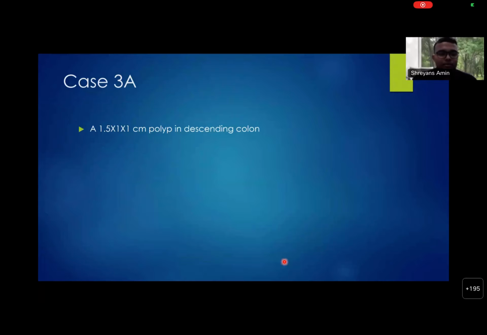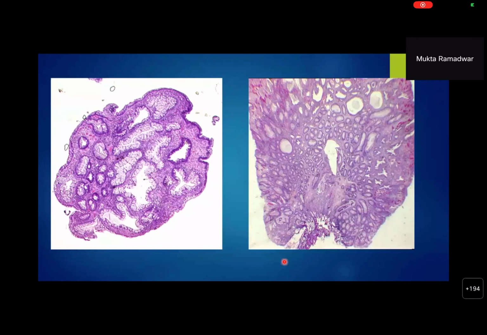So case 3A, this is a 1.5 centimeter polyp in the descending colon, and this is how it looks. Can Kruti take it up, please? Can you describe? Ma'am, it is a low polyp. Kruti has not joined. Sarath is there. Ma'am. Yes, ma'am.